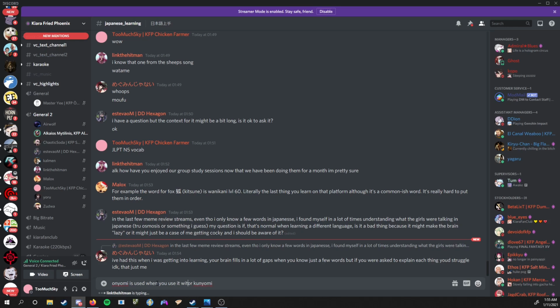The word for fox is when you find level 60. Literally the last thing you learn on that platform, although it's a commonish word, it's really hard to put them in order. Yeah, it's difficult to organize the words in a program like WaniKani because of the way that they chose to structure it. Which is unfortunate in its own way.